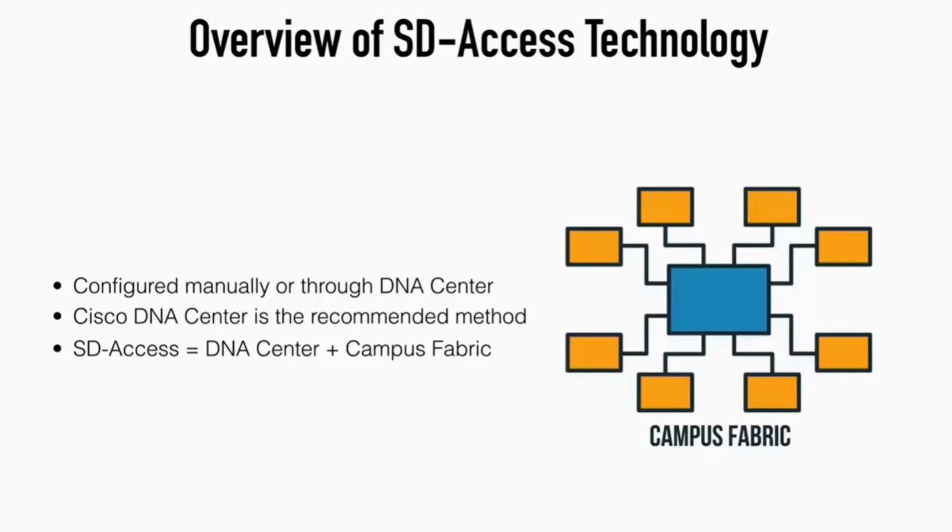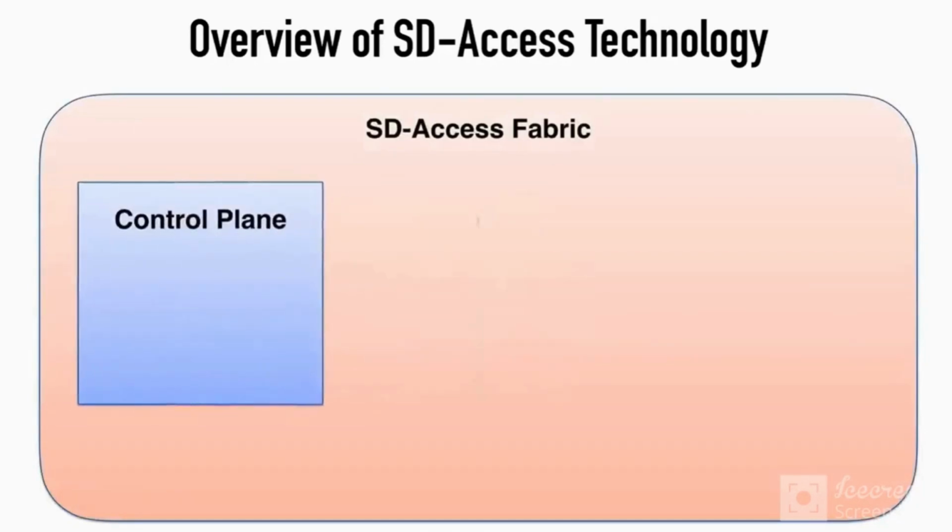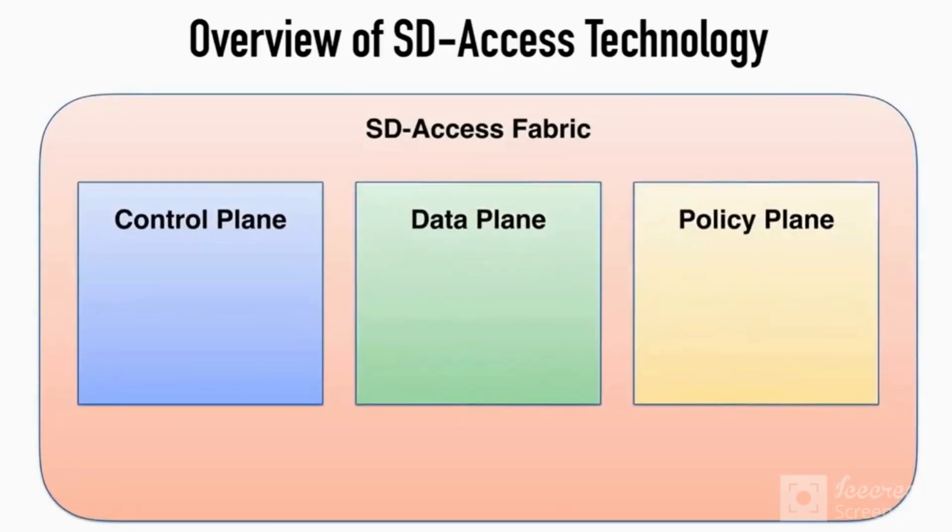So from here on out in this discussion, we're assuming that we're using both a campus fabric solution and DNA Center, which we'll generally refer to as SD-Access or the SD-Access fabric. You probably won't be surprised to learn that there are three planes of operation in the SD-Access fabric: the control plane, the data plane, and the policy plane.